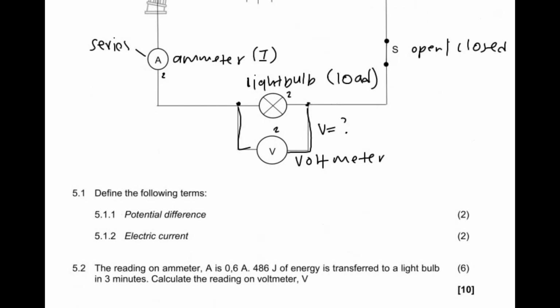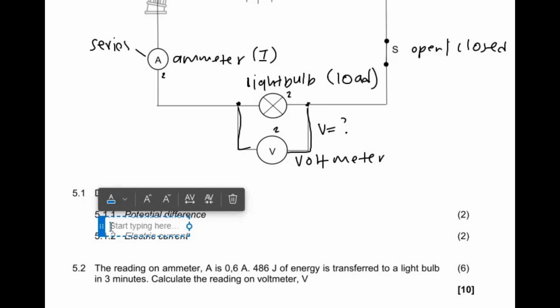What is the question saying? The first few questions are definition questions. 5.1, define the following terms. So we need to define potential difference. Potential difference is the energy transferred per unit charge. The energy transferred per unit charge, per unit electric charge.